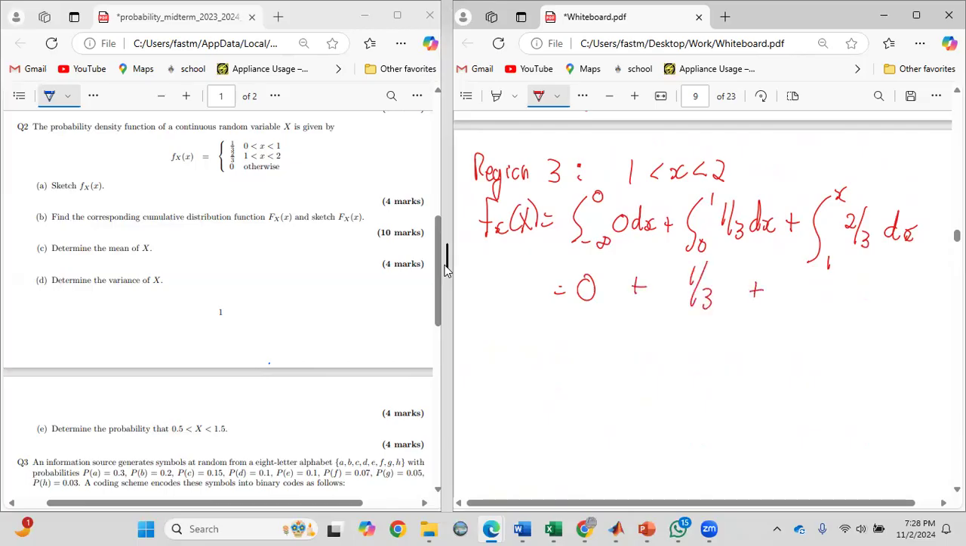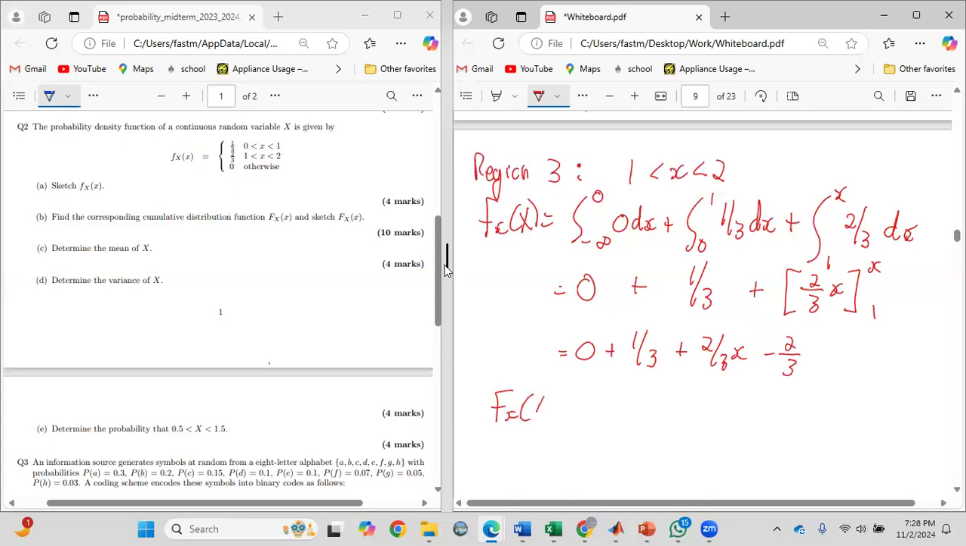plus. And then this here, integrate 2/3, you get 2/3 x. And between x and 1, so you get 0 plus a third, and then plus 2/3 x. And then when you plug 1 into this, it's going to be minus 2 on 3. Remember, it's b subtract a. So b in this case is x, and subtract a, which is 1. So that we get the minus 2/3 from.